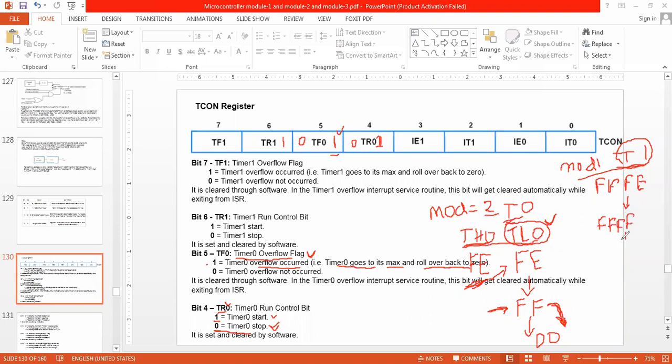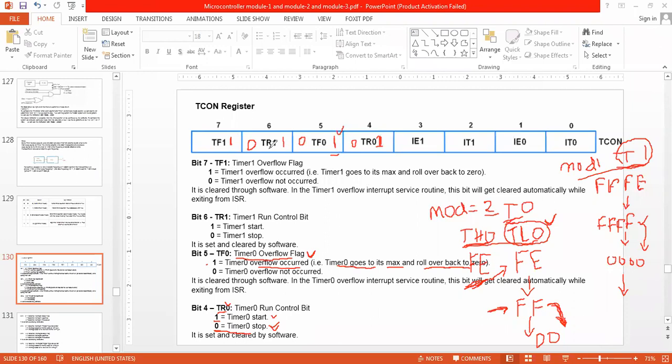So what will be the next value? 0 0 0 0. See what happened? Overflow, the maximum value has been reached. Overflow happened, and again it rolls from the maximum value to 0 0 0. Then TF1 will become high automatically. When it becomes high, either I can continue counting the values, or else I can stop by writing 0 into TR1.